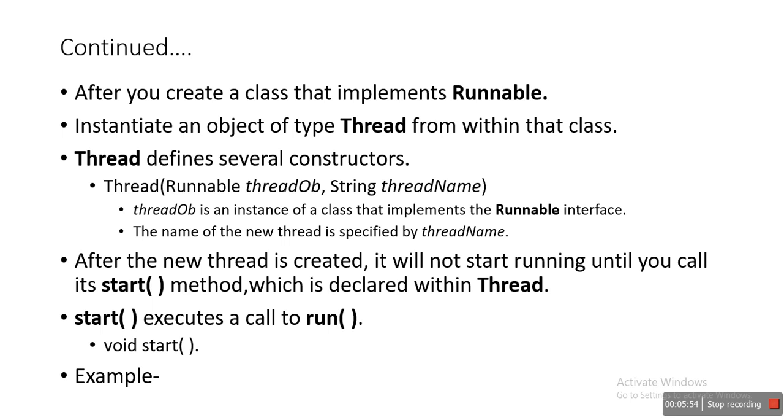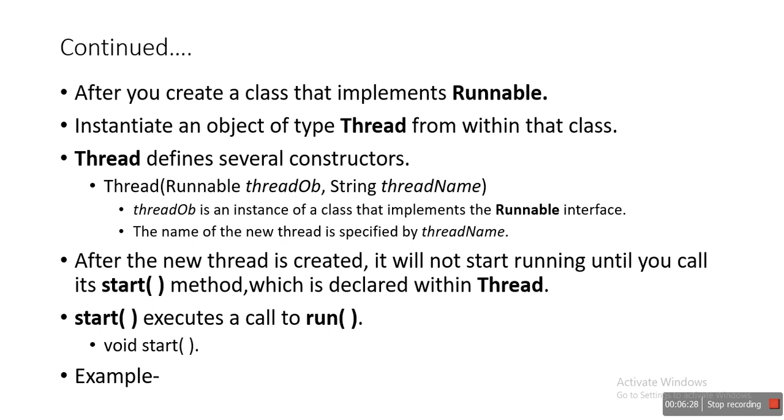Okay, next is after you create a class that implements Runnable. There is a difference between creating a thread by using the Runnable interface, and creating a thread by extending a class. Okay, there is a difference. So the first difference here: after you create a class that implements Runnable, you should instantiate an object of type Thread from within that class. We'll see an example of what the difference is.